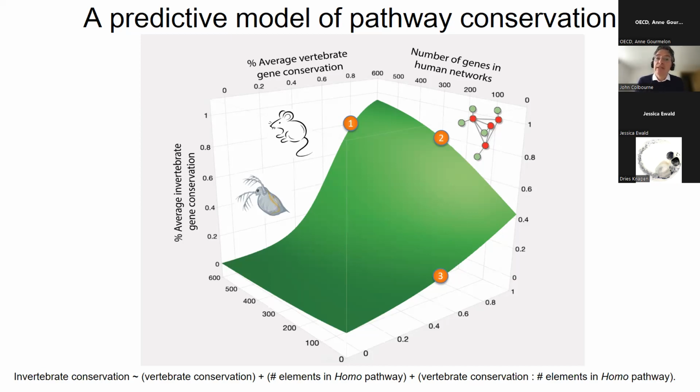But this holds for network sizes of roughly around 300 genes. As soon as you have smaller networks, these are co-expressed or co-associating genes for specific pathways. When they become smaller, you basically see a deterioration of the conservation between vertebrates and invertebrates. And therefore, we can actually make predictions here as to which toxicity pathways would be predicted to be observable in invertebrates, yet relevant to vertebrates, including humans.